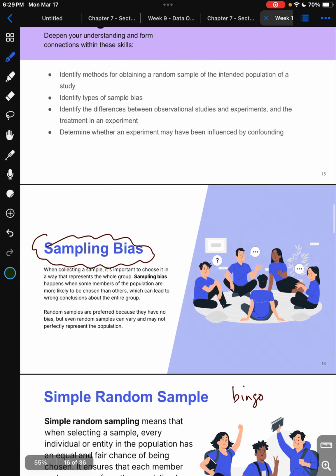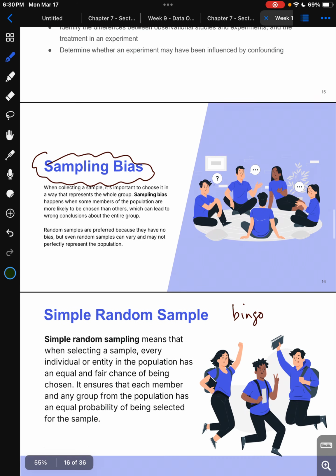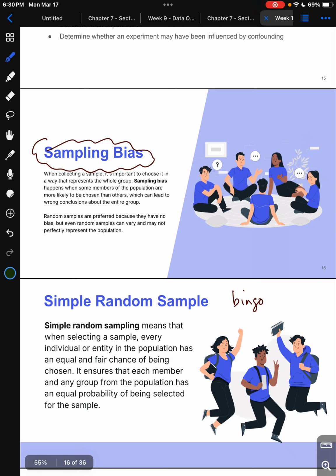Sampling bias. When collecting a sample, it's important to choose it in a way that represents the whole group. Sampling bias happens when some members of the population are more likely to be chosen than others, which can lead to wrong conclusions about the entire population. Random samples are preferred because they have no bias, but even random samples can vary and may not perfectly represent a population. So there are several different ways.